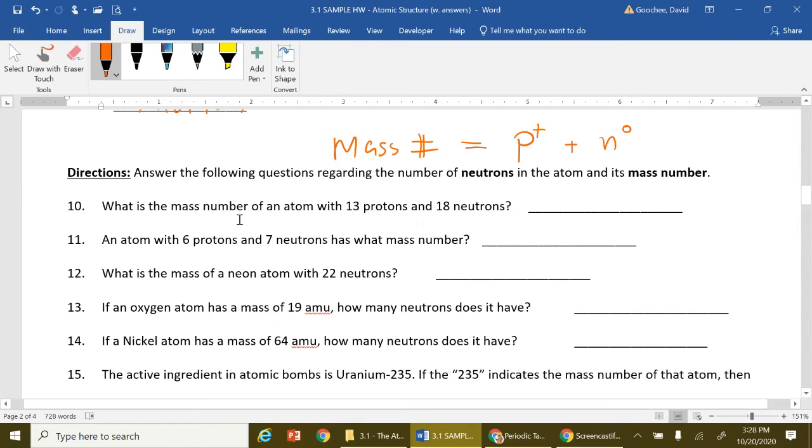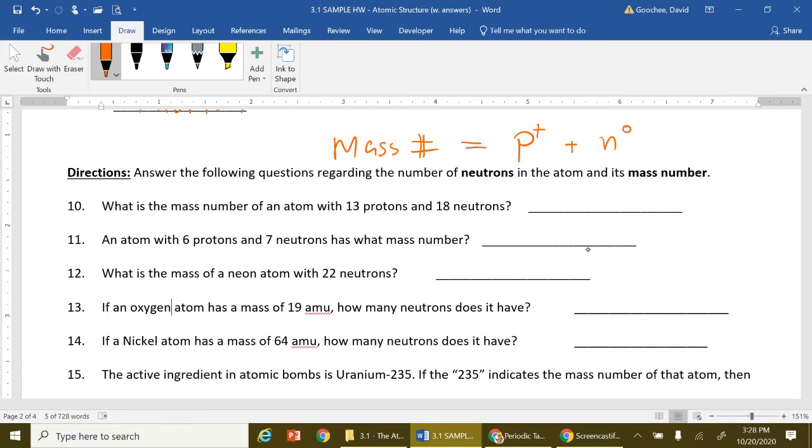Number 10. What is the mass number of an atom with 13 protons and 18 neutrons? Don't overthink this, folks. The mass is just the protons plus the neutrons. So 13 plus 18 is equal to 31. All right, 31 AMU.